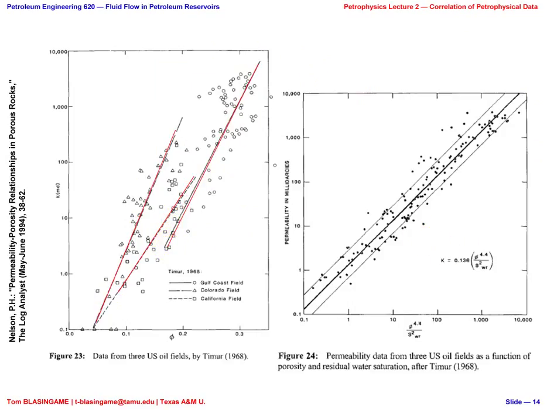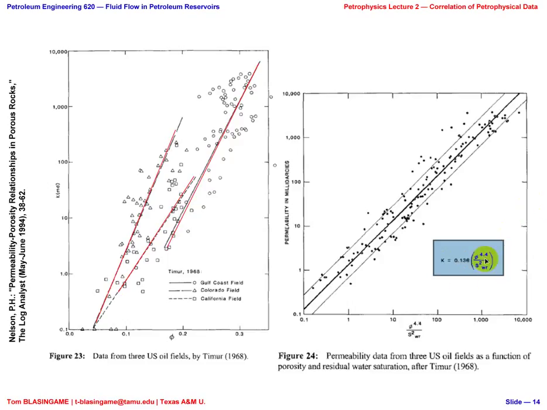And then what Timur did is he made a correlation, and that correlation is permeability in millidarcies, and then porosity raised to the 4.4 power divided by saturation squared, and that gave him this equation. And he's saying that, hey, I can use that equation, that's that solid heavy line in the middle, and I can predict permeability from well logs.